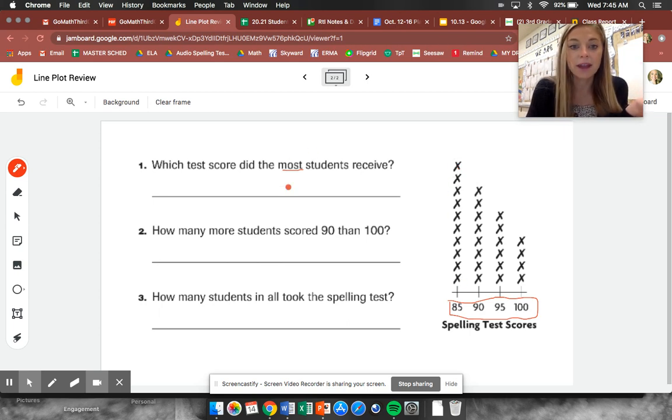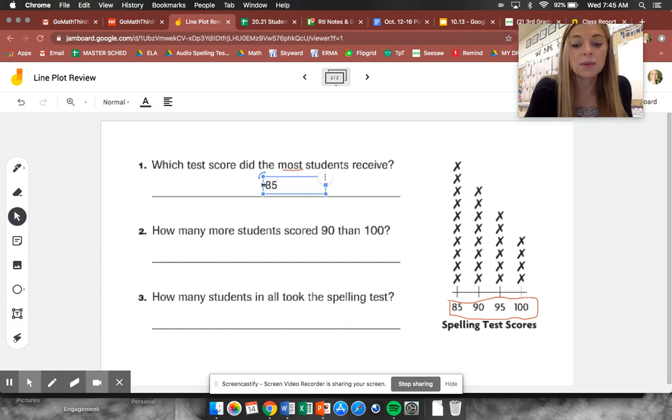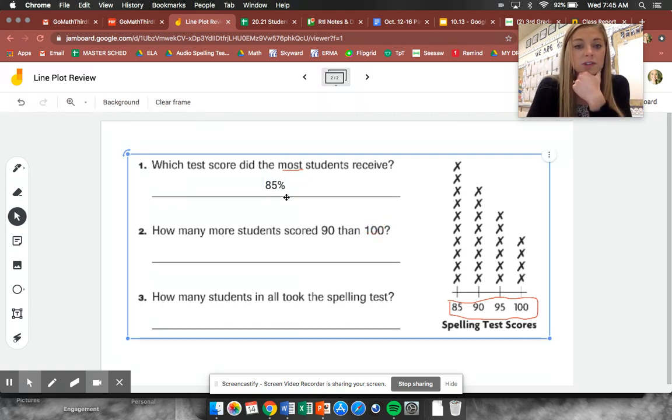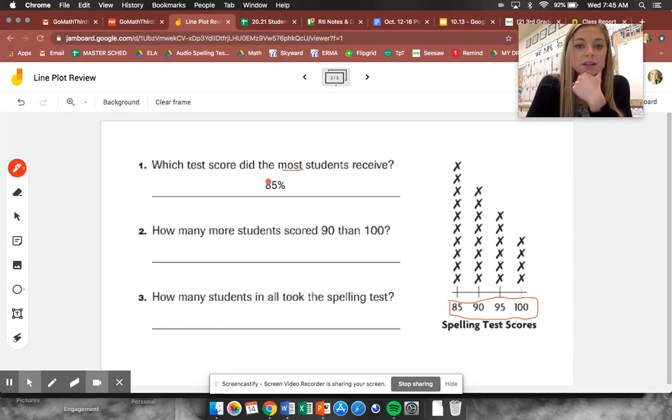So all I have to write for my answer is 85. And I'm going to put the percent symbol there because that is what these numbers stand for. Okay, 85%. So 85% had the most students receive that score on their spelling test.